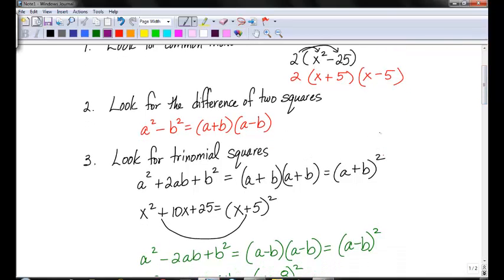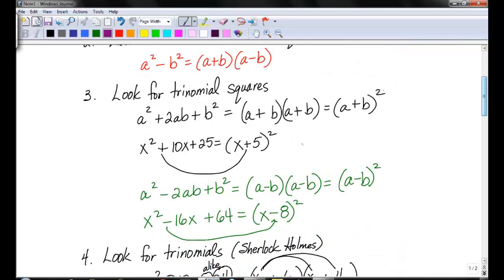Same thing like on, well, I already did that. So, like on this one, say I did cosine squared theta plus 10 cosine theta plus 25. That's going to factor into cosine of theta plus 5 quantity squared. Okay? So it's just going to have trig functions in there instead of x's and y's.